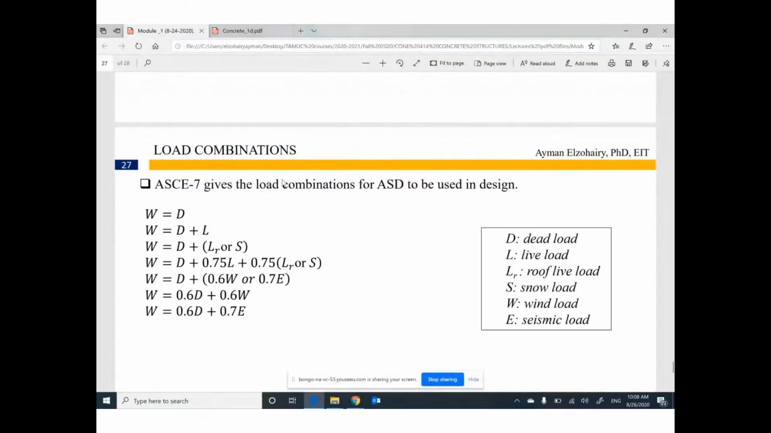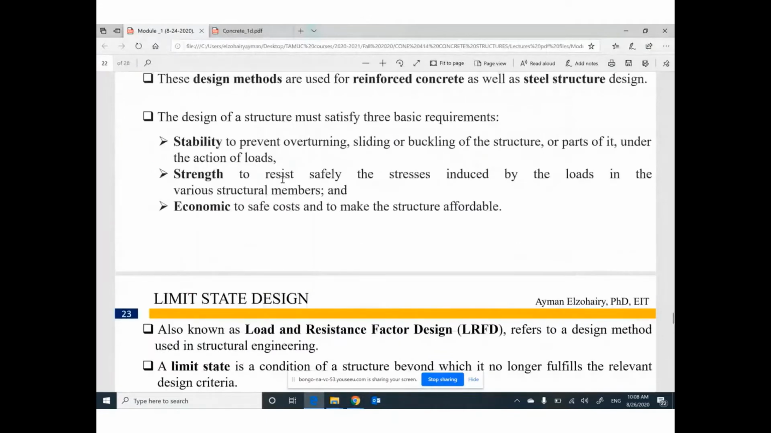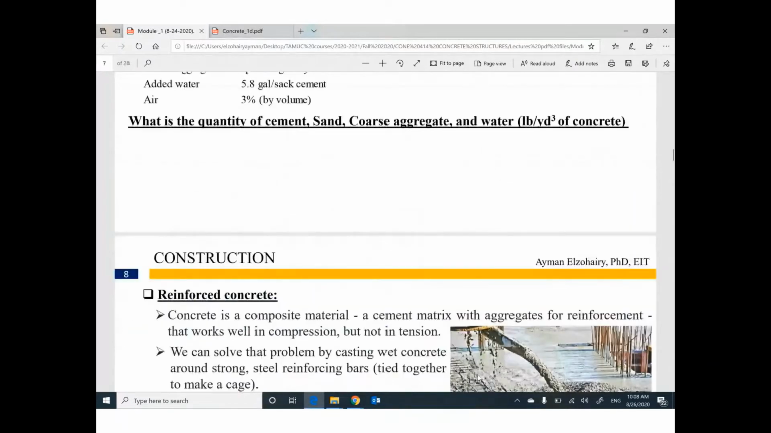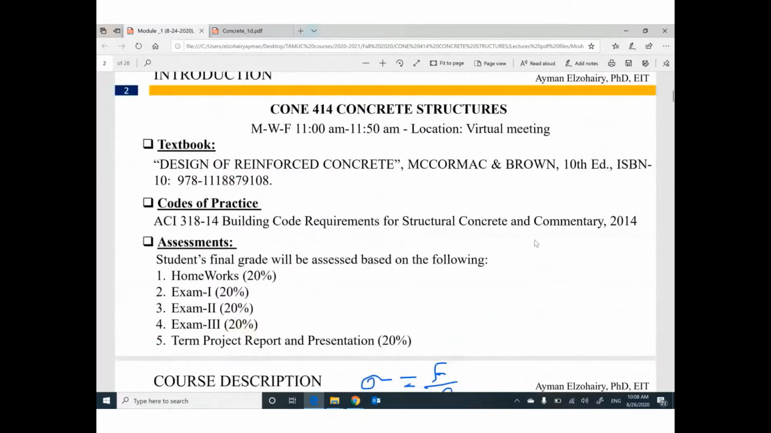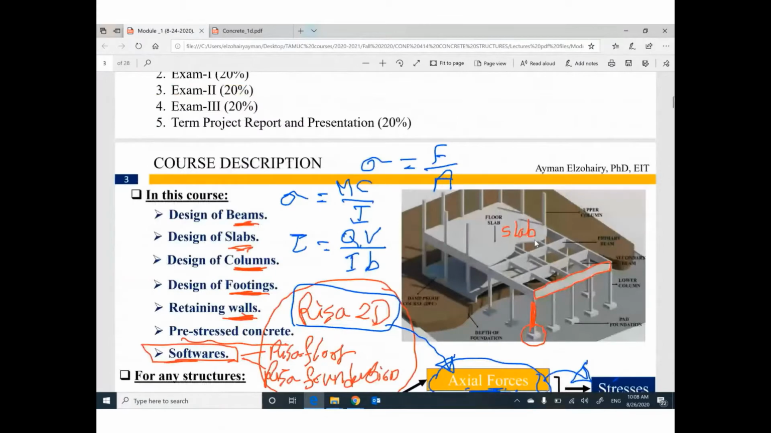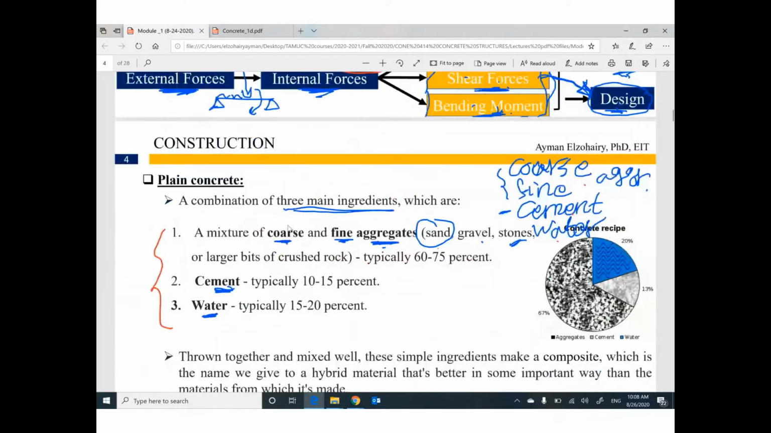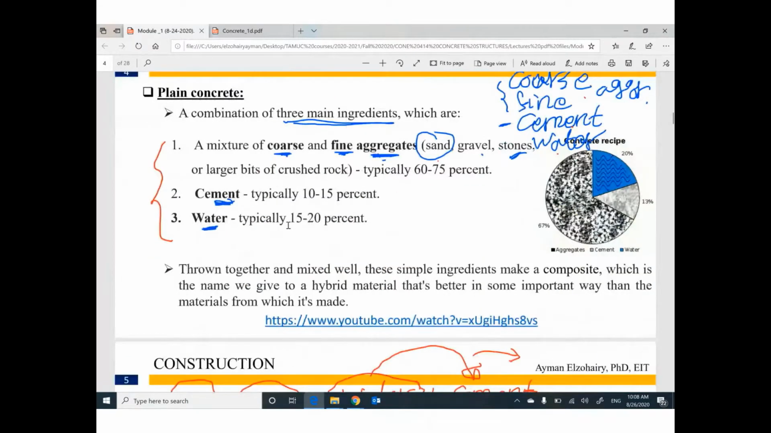We start to talk about concrete. Just introduction. This week is just introduction. And we learned what we will expect to learn in this course: design of beams, slabs, column, footing, wall, pre-stressed concrete, and also software. We have three main components in concrete.